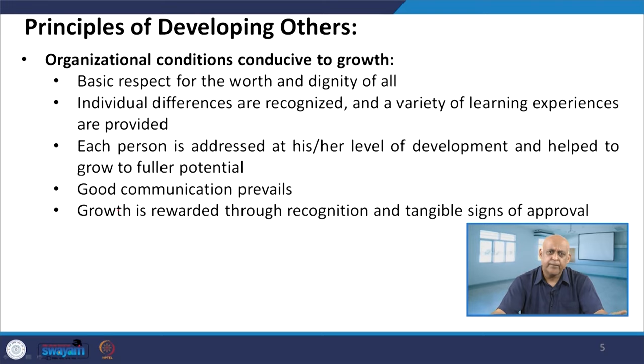Now, when we talk in the professional context, organizational conditions conducive to growth will be there if basic respect for the worth and dignity of all is there, individual differences are recognized, and a variety of learning experiences are provided, and we understand what can and what cannot be done. Each person is addressed at his or her level of development and helped to grow to their fuller potential.